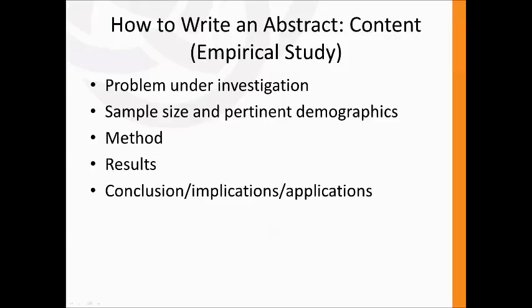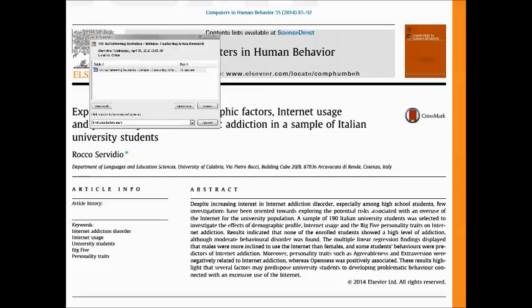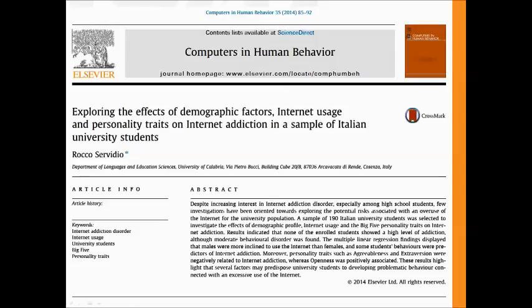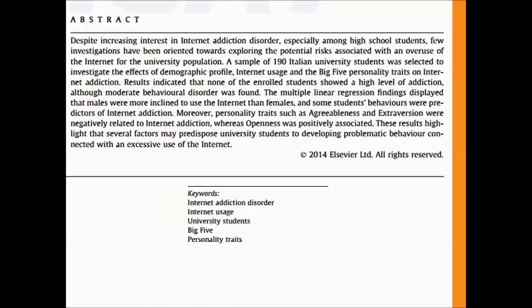Okay, so let's look at an example. Again, this comes from Computers in Human Behavior from 2014. And it's titled Exploring the Effects of Demographic Factors, Internet Usage, and Personality Traits on Internet Addiction in a Sample of Italian University Students. Very descriptive title, and a relatively short abstract, and yet they still accomplish what an abstract sets out to do. So again, let's zoom in. And so here, please again, feel free to pause or download the article, and I am going to keep going.